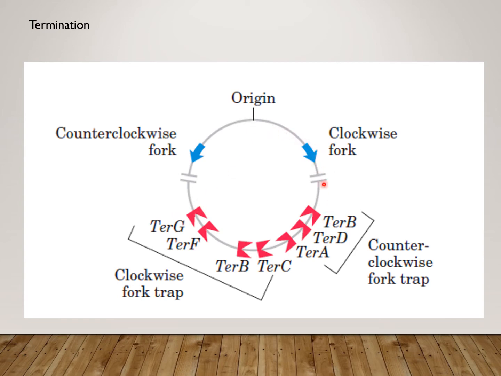The moment the replication fork reaches the termination sequence, it stops replication, and then the TUS protein comes and binds over here. So there is a formation of the TER-TUS complex. Once the TER-TUS complex is formed, the replication is halted for a moment.